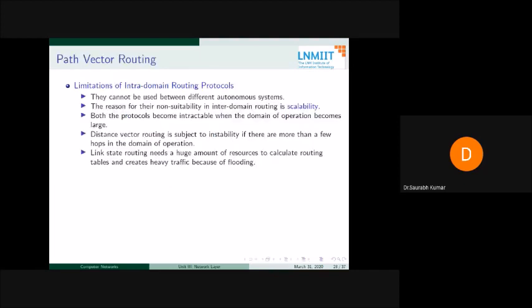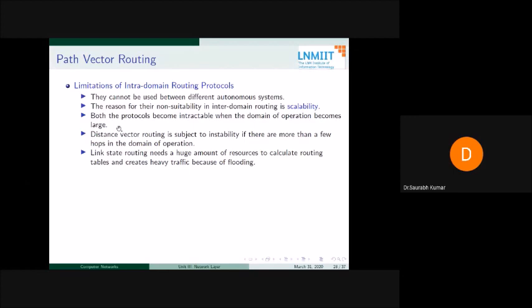Now, the next protocol that we are going to discuss is path vector routing. Before going towards path vector routing, let us understand the limitations of intra-domain routing protocols. What happens basically is that they cannot be used between different autonomous systems, that we already know. Why? Because they are not suitable for inter-domain routing due to their scalability issues. Both the protocols become basically intractable when the domain of operation becomes large. This is one of the reasons for them not being scalable in nature.